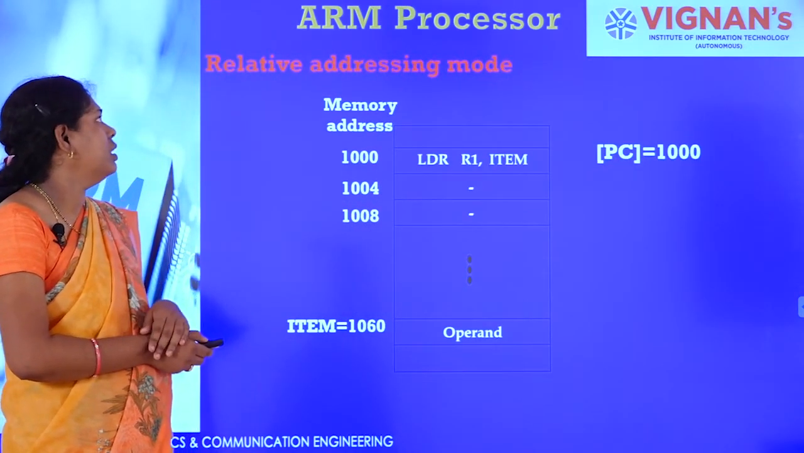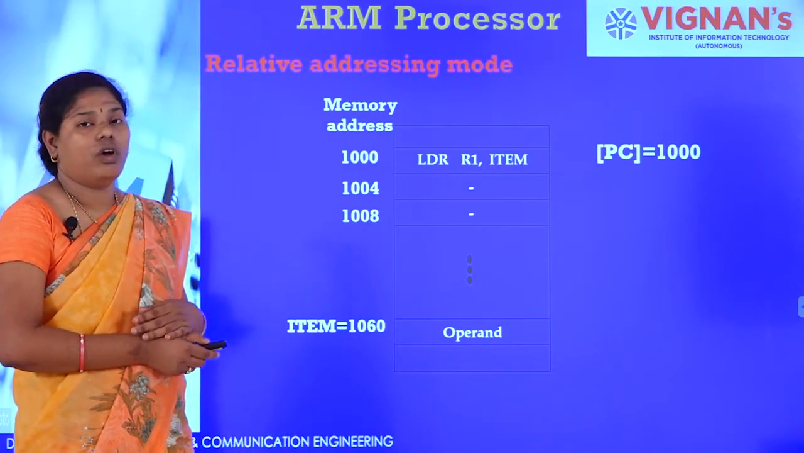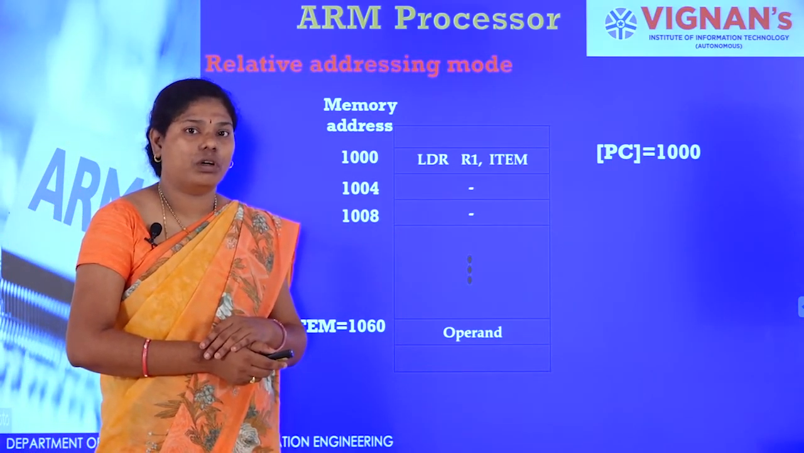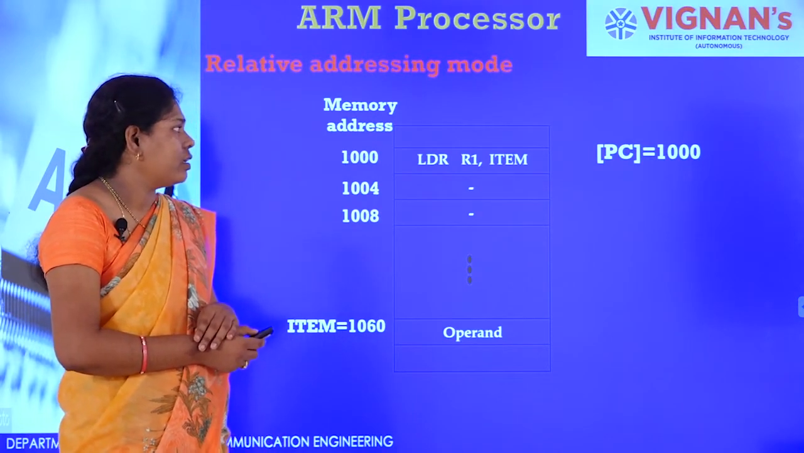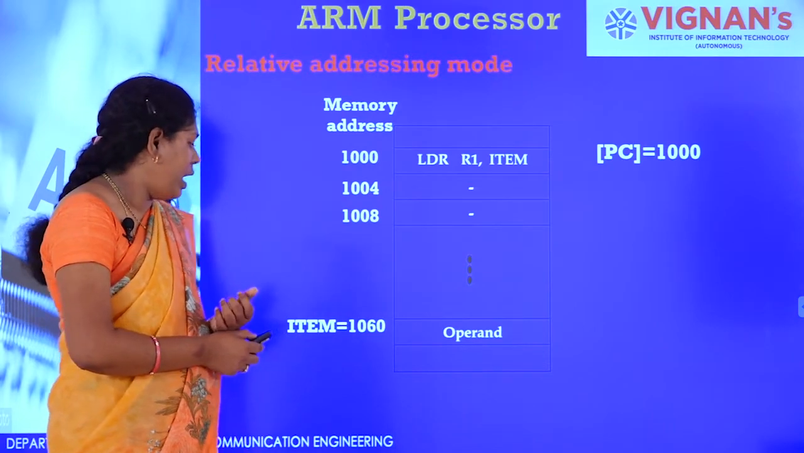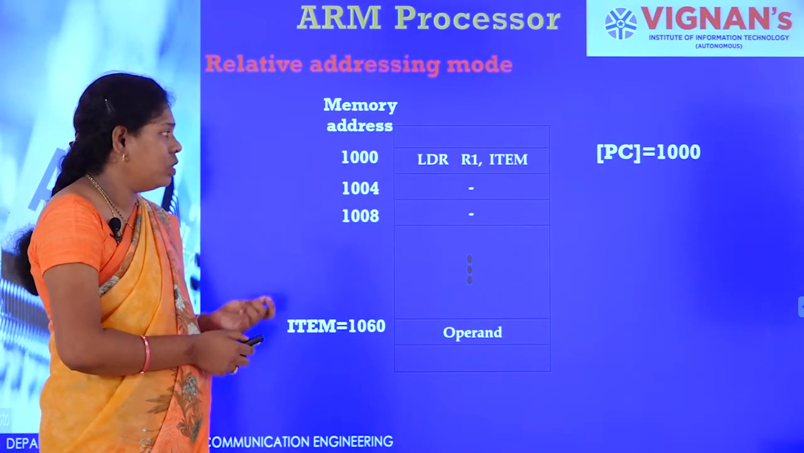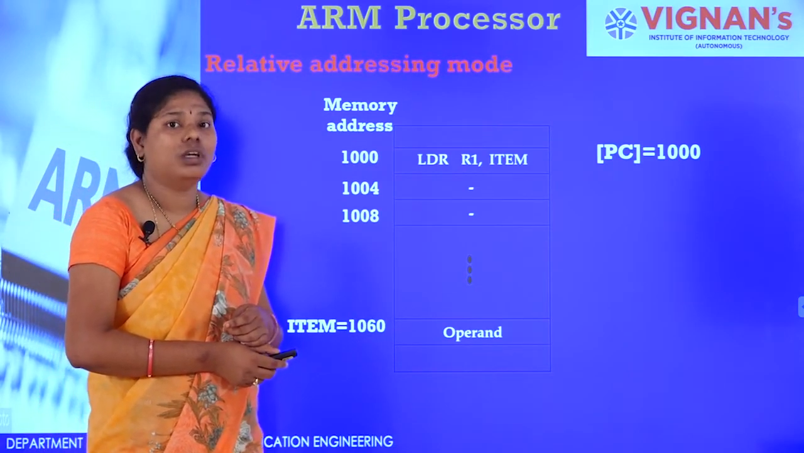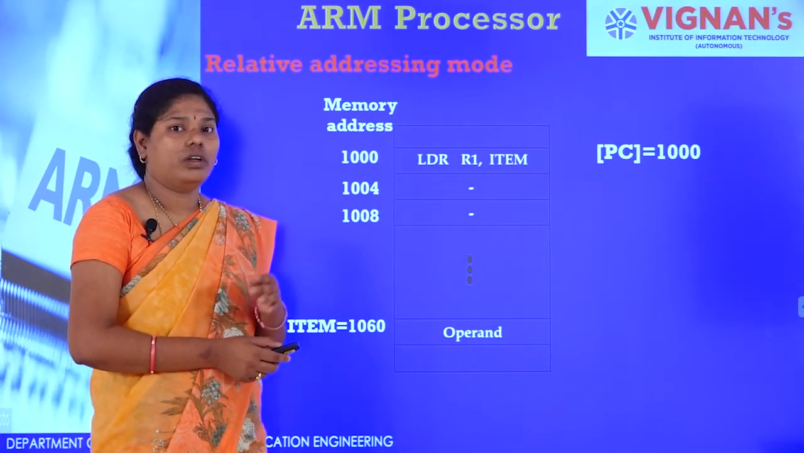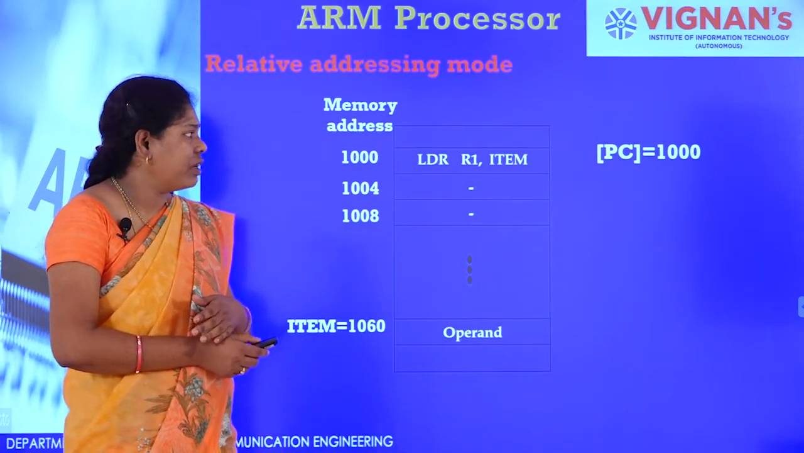Okay, let us see the next addressing mode, relative addressing mode. Already you know that ARM processor does not support direct addressing mode. Here LDR R1 comma item, item is nothing but the location of the memory, which we are indicating with the name item. So, here the direct addressing mode is not supported. So, it should be identified by one of the registers. Already the general purpose registers R0 to R14 we can use, but here it is given directly.